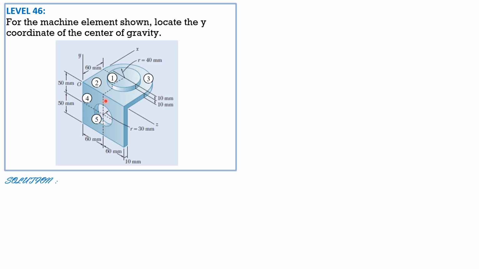So in locating the y-coordinate of the center of gravity, since it is homogeneous, we'll just compute the volume. Volume 1 is pi times 40 squared times 10, and that is 16,000 pi cubic millimeter. Then its y-coordinate of centroid, it is above the xz plane, so it is 5 mm.